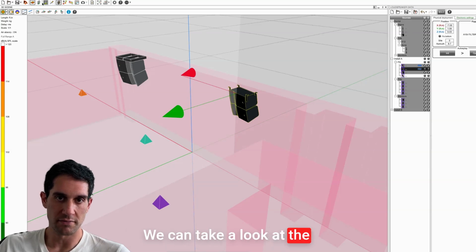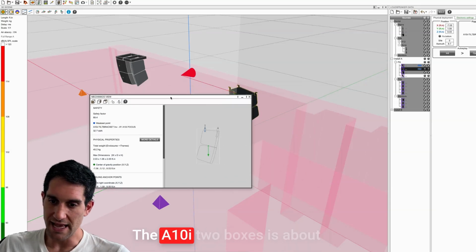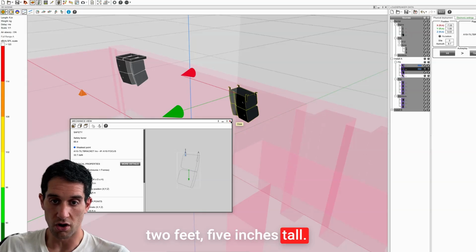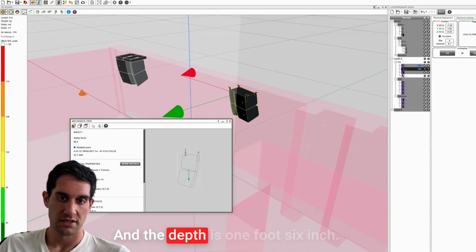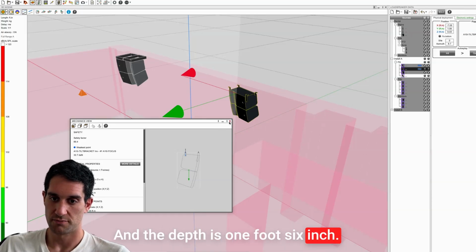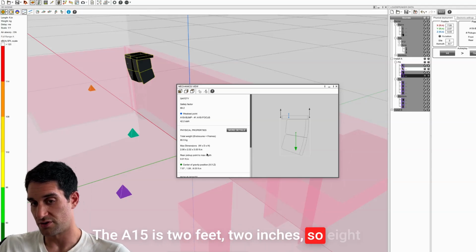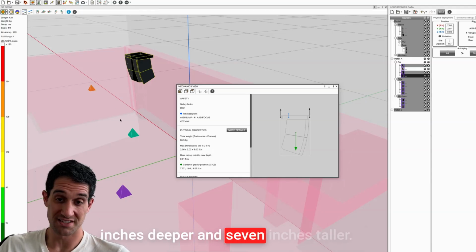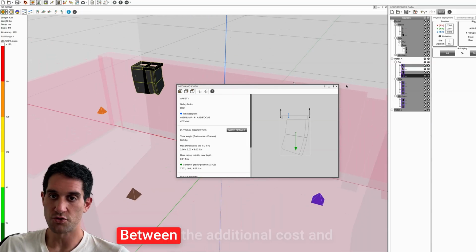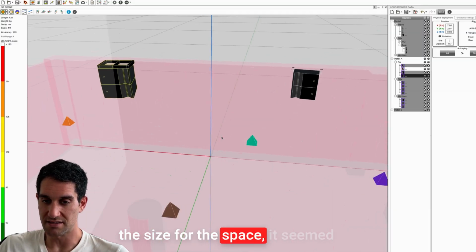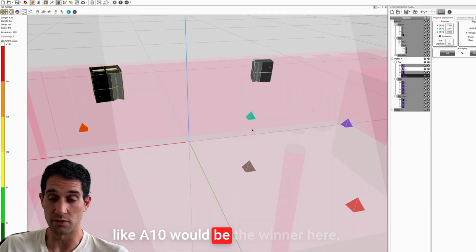We can take a look at the mechanical differences here. The A10i, 2 boxes, is about 2 feet 5 inches tall, and the depth is 1 foot 6 inch. The A15 is 2 feet 2 inches, so 8 inches deeper and 7 inches taller. Between the additional cost and the size for the space, it seemed like A10 would be the winner here.